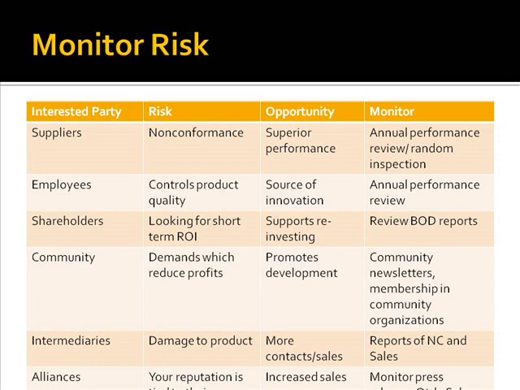So we need to add another column to our table. For our suppliers, we might do annual performance reviews, random inspections, and audits. Our employees, we might do annual performance reviews and employee meetings. Shareholders, well, we're going to look at what the board of directors reports say to see where we stand. In the community, we're going to be involved with community newsletters and membership in community organizations. Intermediaries, well, we're going to keep close track of our non-conformances and our sales and any reports from the end customer. Alliances, well, we're going to monitor their press releases and their quarterly sales and our quarterly sales.